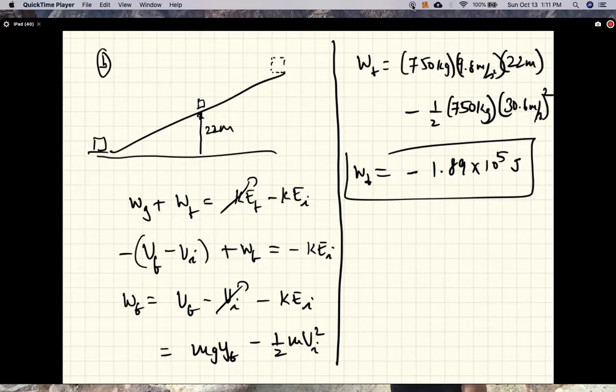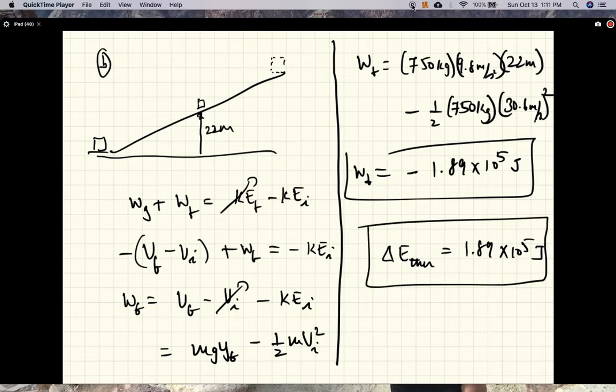What friction does is it removes this much mechanical energy and converts it into thermal energy. So the increase in thermal energy is 1.89 times 10 to the power 5 joules.